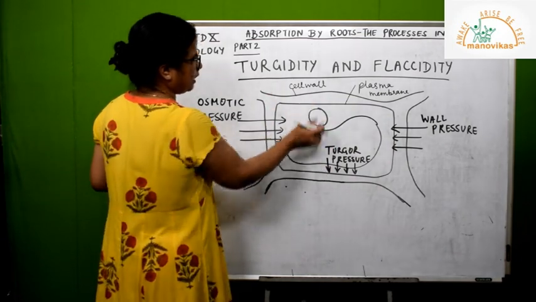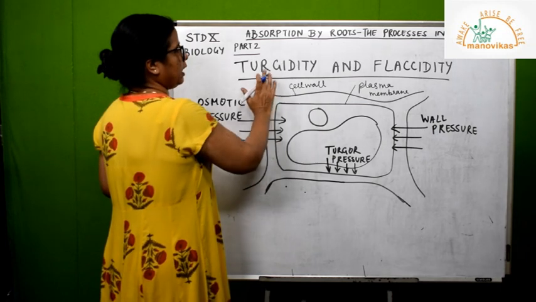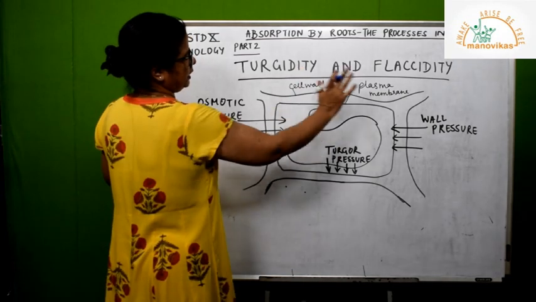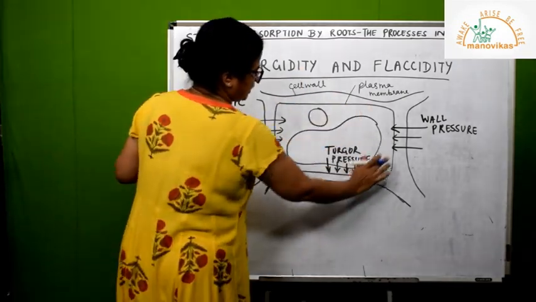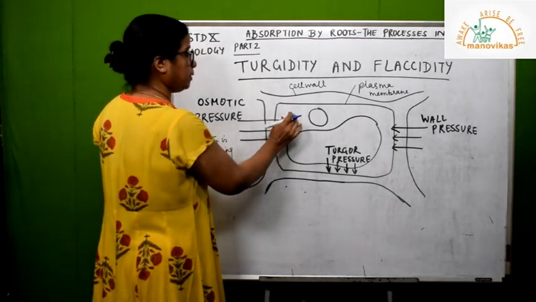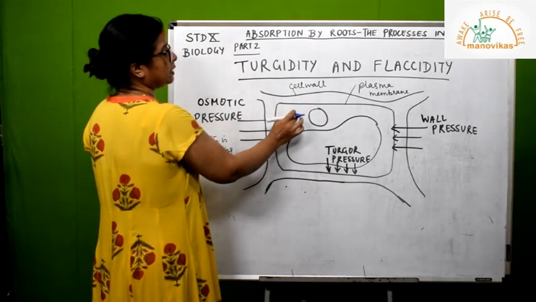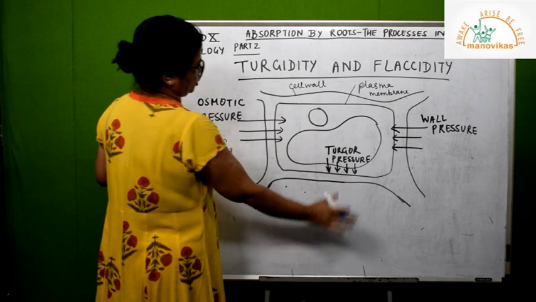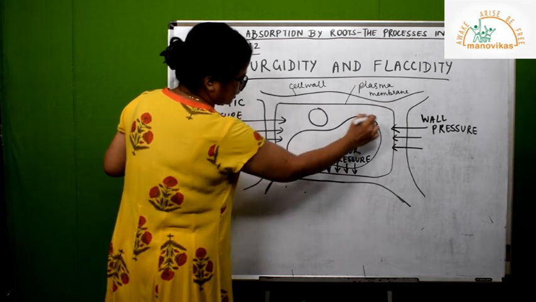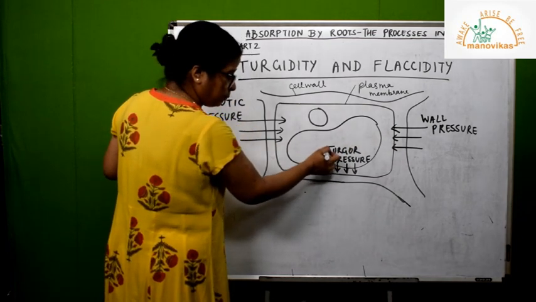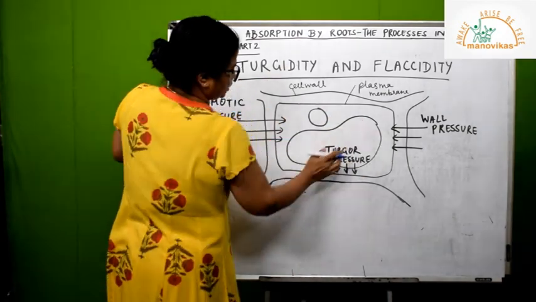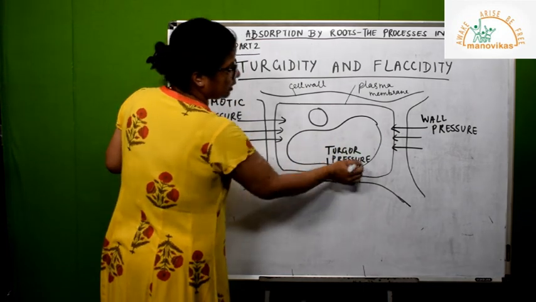That means there will come a stage where no more water molecules can enter. The cell is fully distended, fully stretched, the wall is completely stretched, and any more entry of water is stopped, even though the concentration inside is still higher. In that condition, the contents of the cell will put a pressure on the wall. Because it is full of water, it will put pressure in all directions. This pressure is called turgor pressure.